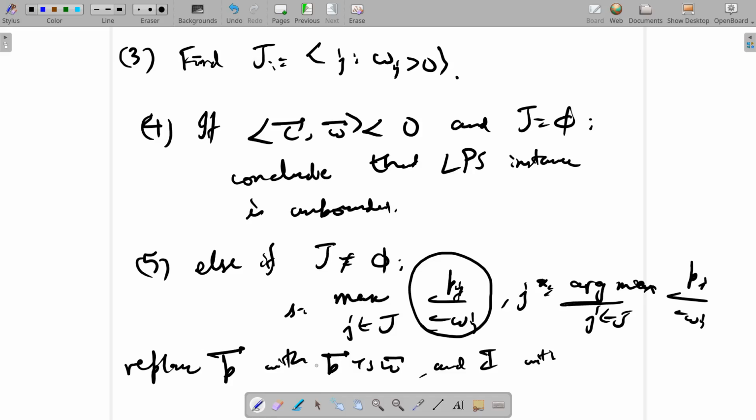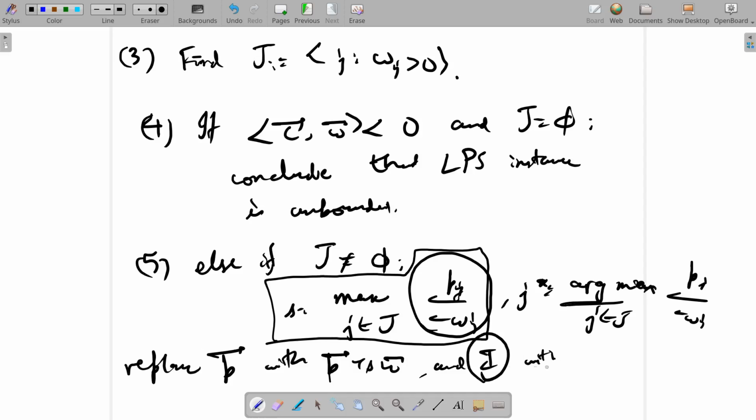So here you have to do two things. If J is not equal to the empty set, replace P with P plus SW. This computation is again like a sorting algorithm: you're trying to find a maximum of an array of numbers, which is standard. So now you replace P with P plus SW and I.